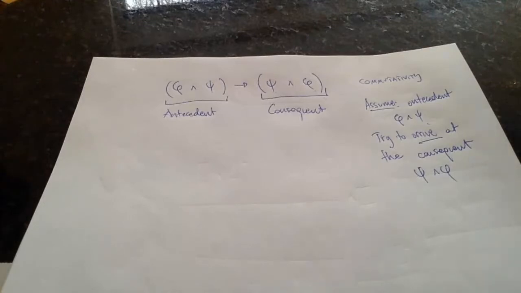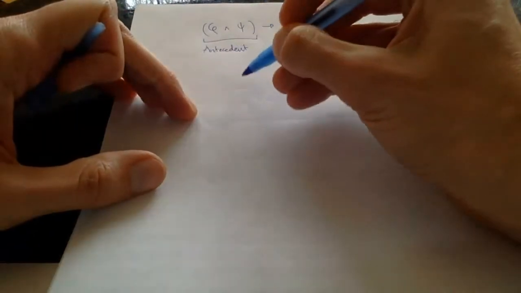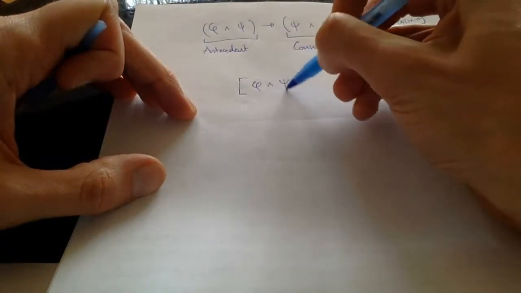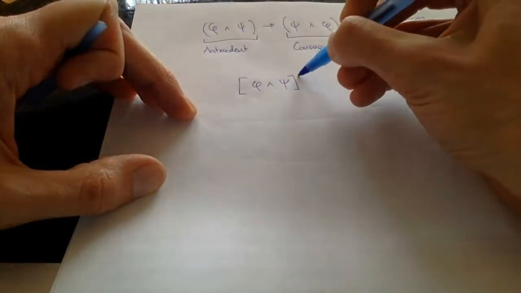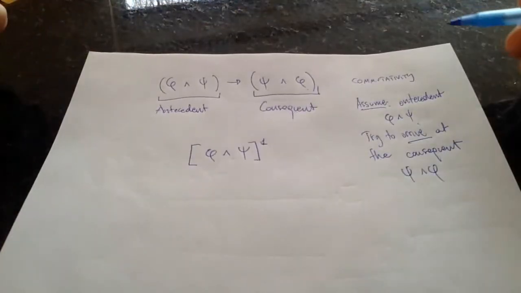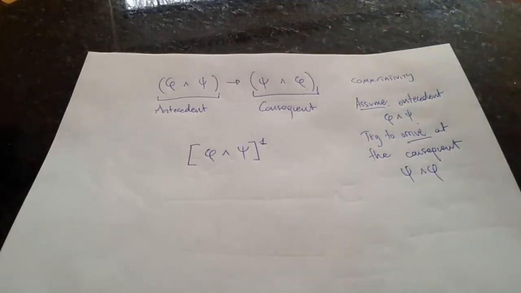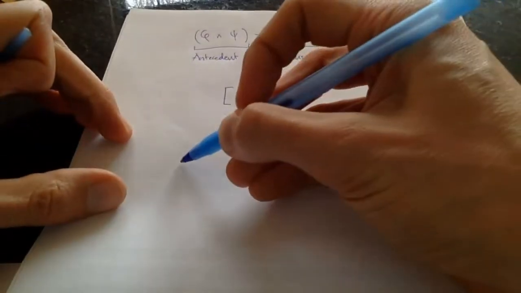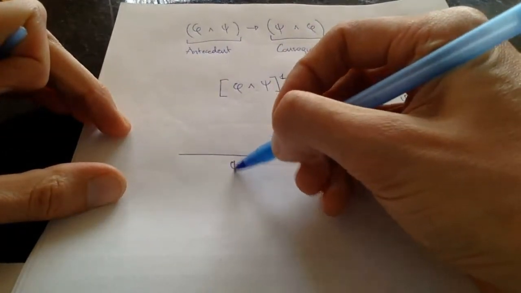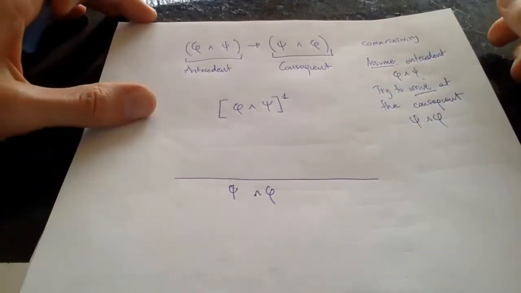So let's do that. Let's assume the antecedent. We put it between square brackets, phi and psi, and we call it number 1. Okay, so we need to arrive at the consequent. I'm going to put the consequent somewhat down here: psi and phi, that's our consequent we need to arrive at.